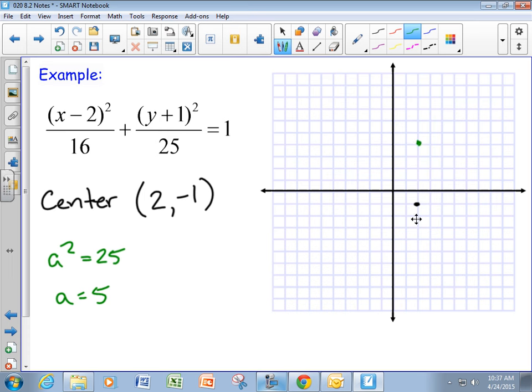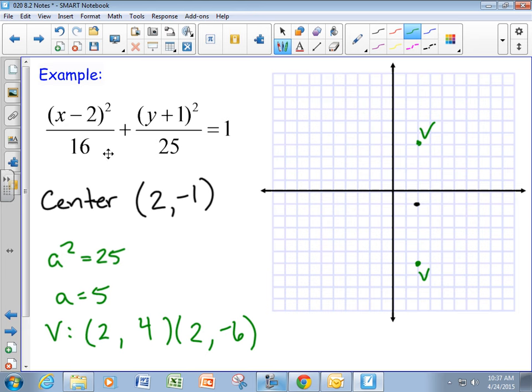So I'm up 5 and down 5. So these are my vertices. Sometimes I'll ask you to give me those as ordered pairs. So our x value for both of those is 2, and then I went from -1 and up 5, which is at 4, and I went from -1 and down 5, so that should be at -6. So those would be my two vertices.